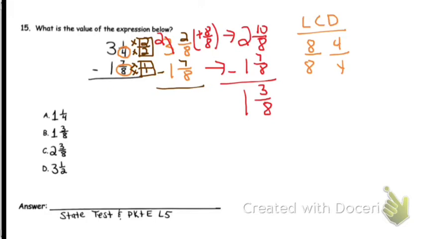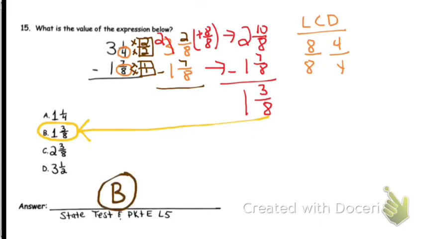So letter choice A was 1 1/4. Nope. Letter choice B says 1 3/8, and notice that's exactly what I have, 1 3/8. So I found my answer there in B. There's no need to try and simplify or anything else. Therefore, the final answer is letter B.